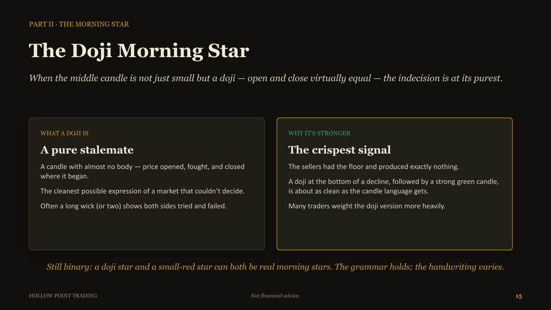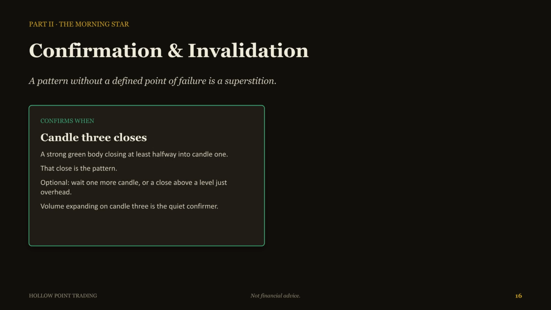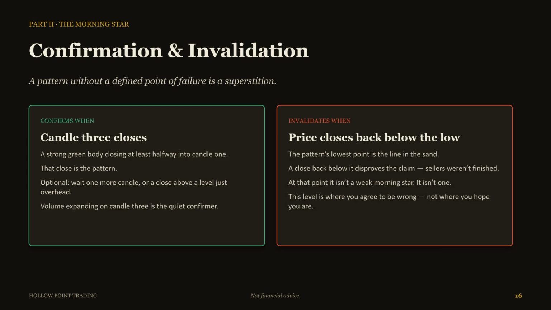It is stronger because sellers produced nothing at the floor. The doji version holds the same grammar as a small red star, only the handwriting varies. Confirmation occurs when candle 3 closes strongly green, at least halfway into candle 1, indicating buyer conviction. The pattern is invalidated if the price closes back below the pattern's lowest point, signifying that sellers were not finished.